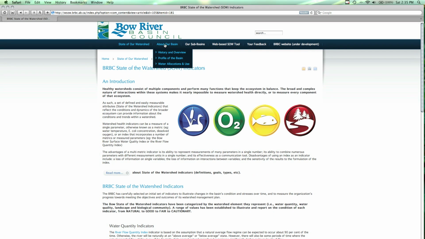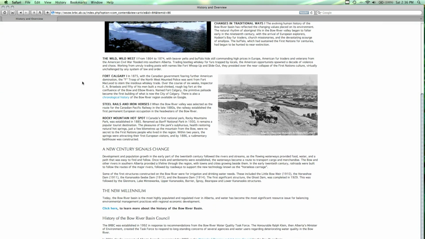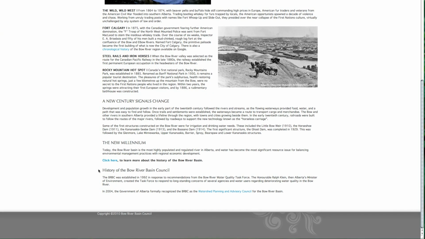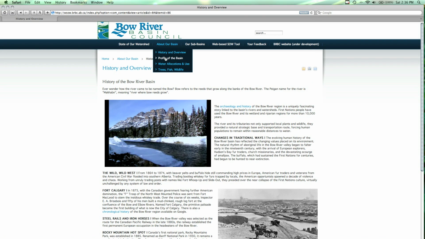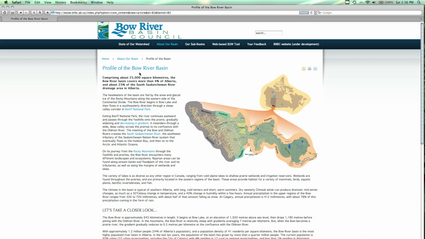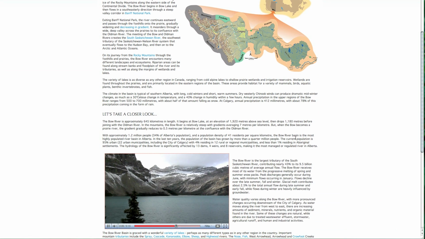The next section provides a profile of the basin itself, including the history of the Bow River Basin, as well as the history of the Bow River Basin Council. The next section provides a comprehensive profile of the basin itself, all the way from the headwaters at Bow Lake all the way to the confluence with the Old Man River.